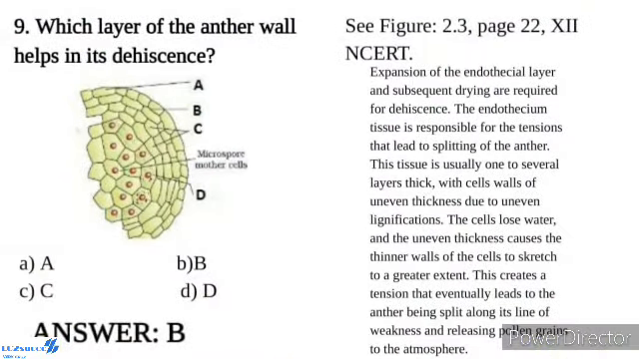Question number 9. Which layer of the anther wall helps in its dehiscence? Shown in the diagram is an enlarged view of one microsporangium showing wall layers. In a transverse section, a typical microsporangium appears near circular in outline. It is generally surrounded by four wall layers: epidermis, endothecium, middle layer, and tapetum. The outer three wall layers perform the function of protection and help in the dehiscence of the anther to release the pollen. The innermost wall layer is called the tapetum.